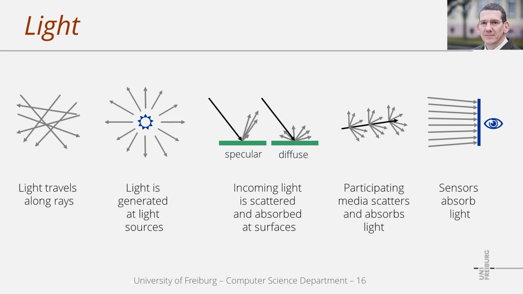Now this slide illustrates these aspects. First of all, light moves along straight lines. At any point in space, there's incoming and outgoing light into all directions. Next, light is generated by light sources, as indicated here in this illustration. Now at surfaces, we have some light interaction. Dependent on the reflection properties of the surface, light is partially scattered and partially absorbed.